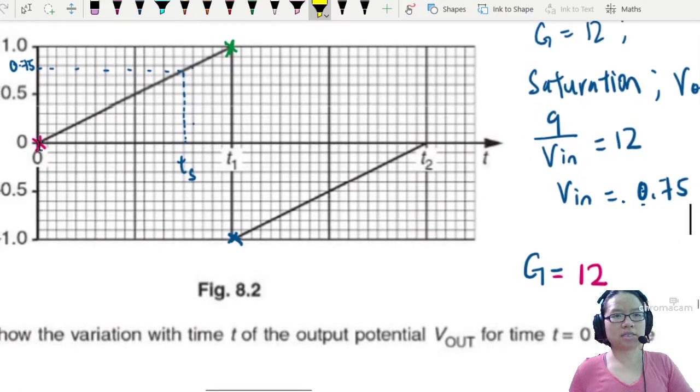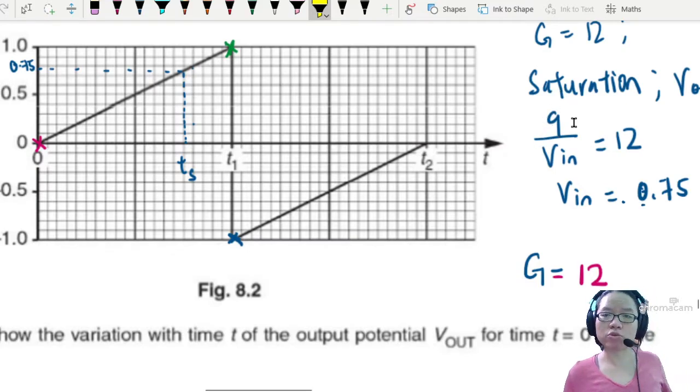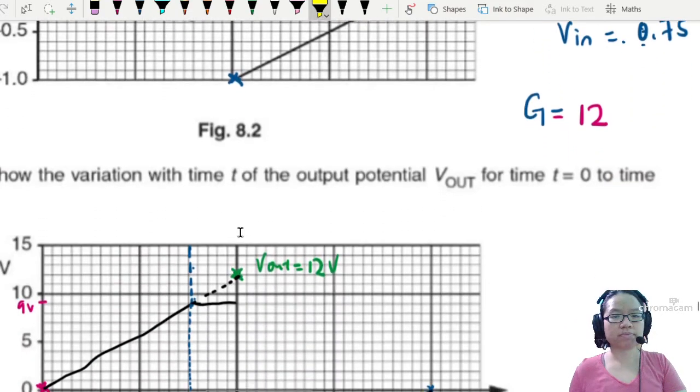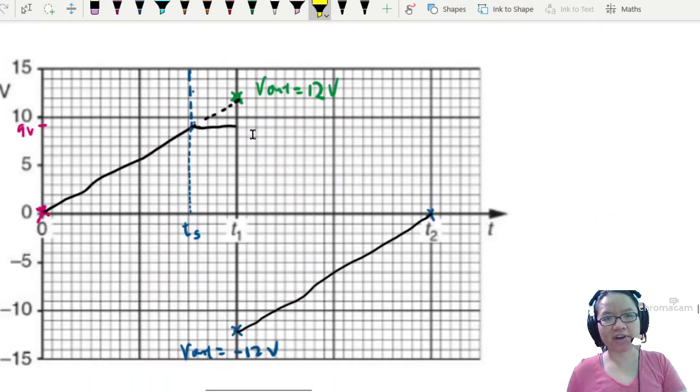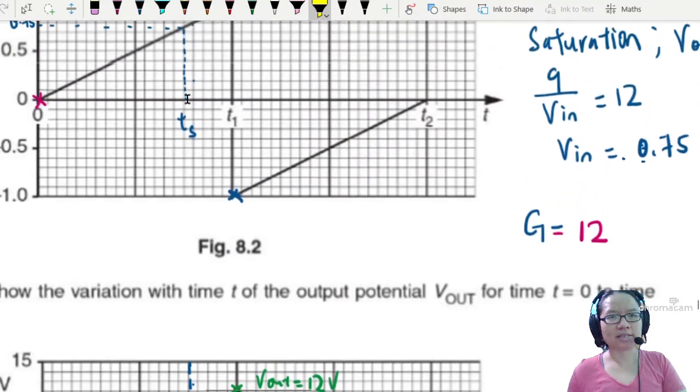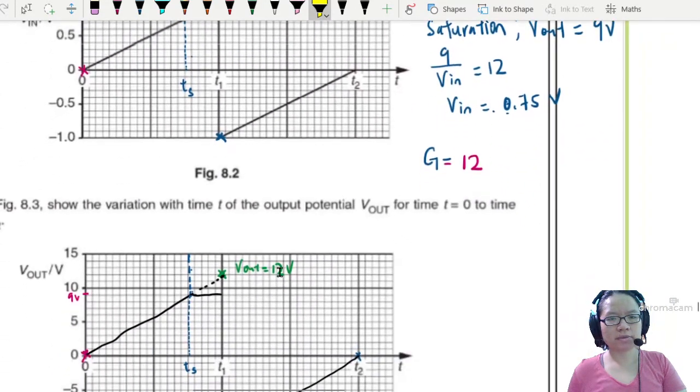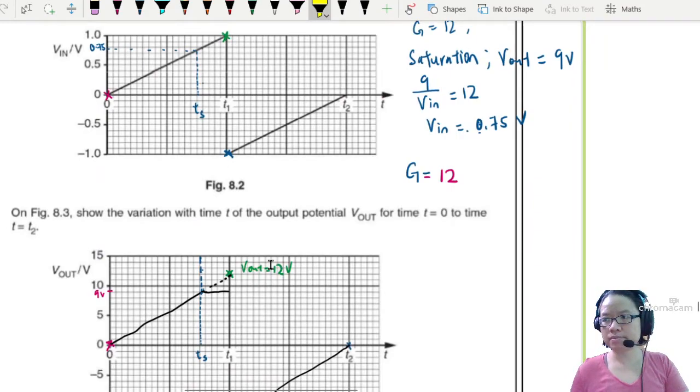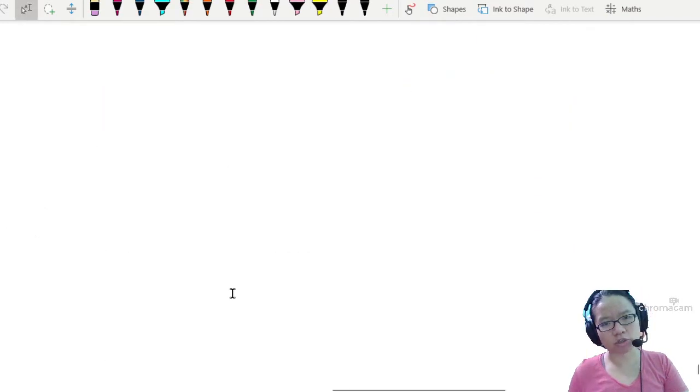Your TS is 15 small boxes or 3 cm. The reading is 0.75. You take 0.75 and the 9 volt saturation, the supply voltage, and you divide. You should get the same gain, which is 12. So basically, we are chopping off at 9 here. This TS is here. Hopefully that makes sense. So here is where we chop.